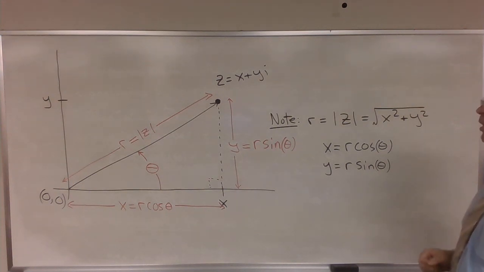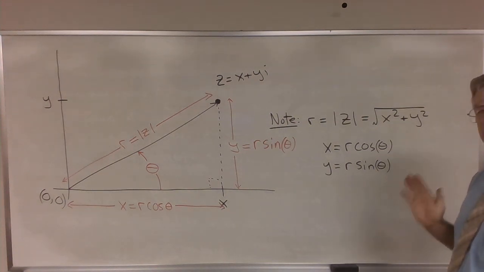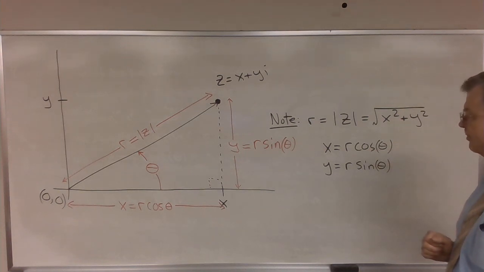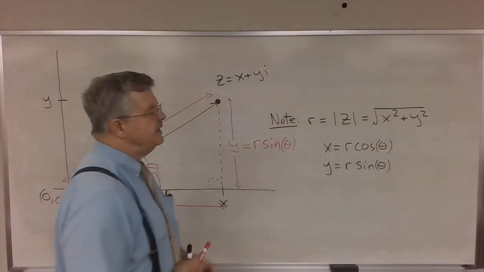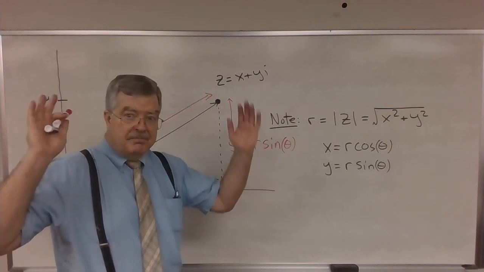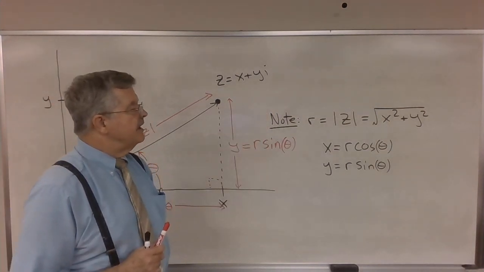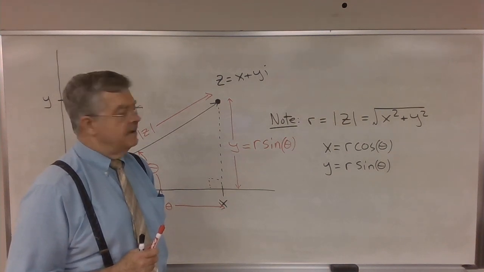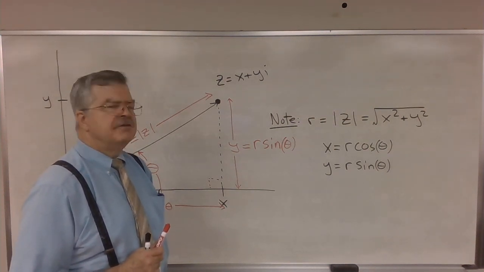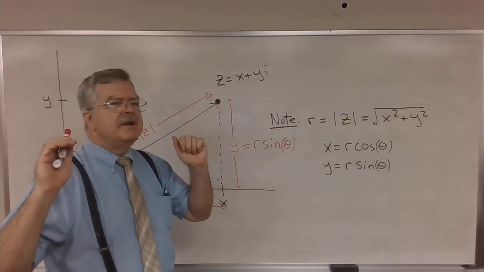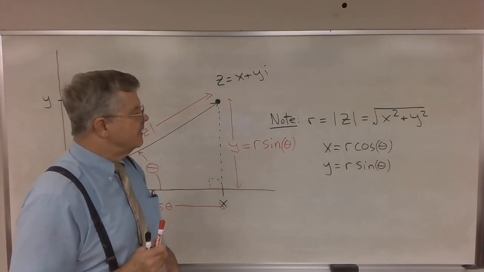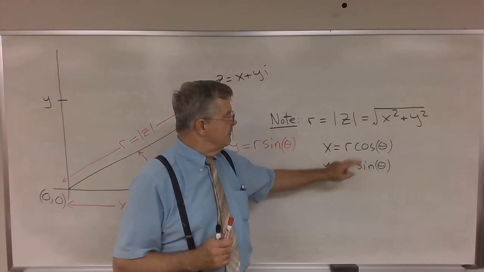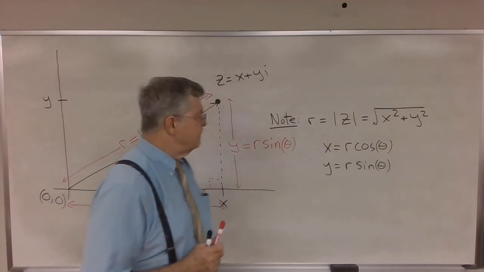So, given the polar representation of a complex number, namely z equals r times parentheses cosine of theta plus i sine of theta, x is r cosine of theta, y is r sine of theta.